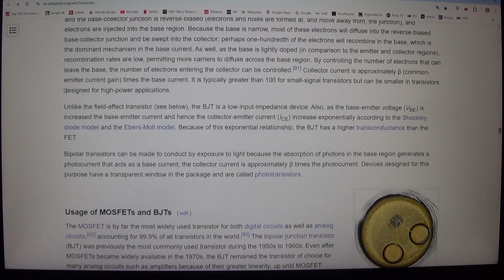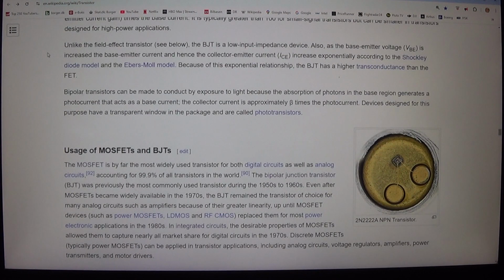By controlling the number of electrons that can leave the base, the number of electrons entering the collector can be controlled. Collector current is approximately beta, the common emitter current gain, times the base current. It is typically greater than 100 for small signal transistors but can be smaller in transistors designed for high power applications. Unlike the field effect transistor, see below, the BJT is a low input impedance device.